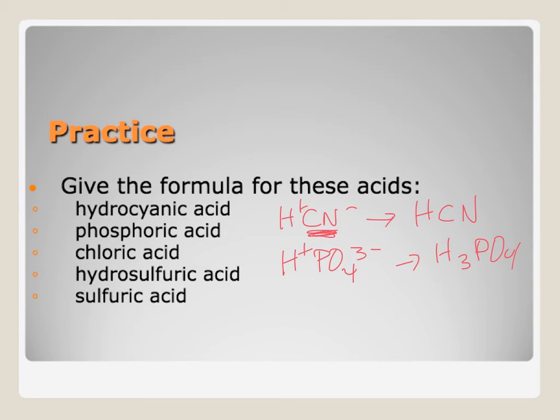Chloric acid. Is there a hydro in the front? No. So it's the ate ion. So it's going to be chlorate. Remember we looked up all these polyatomic ions. Remember they're at the top of your periodic table. H plus with that. 1 plus, 1 minus. So those just squish together. HClO3.